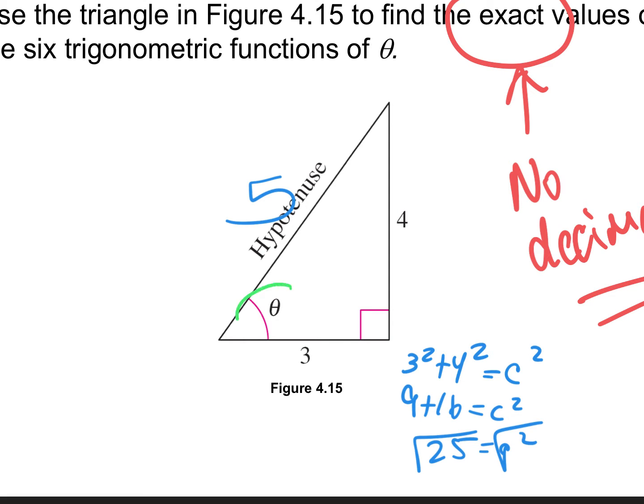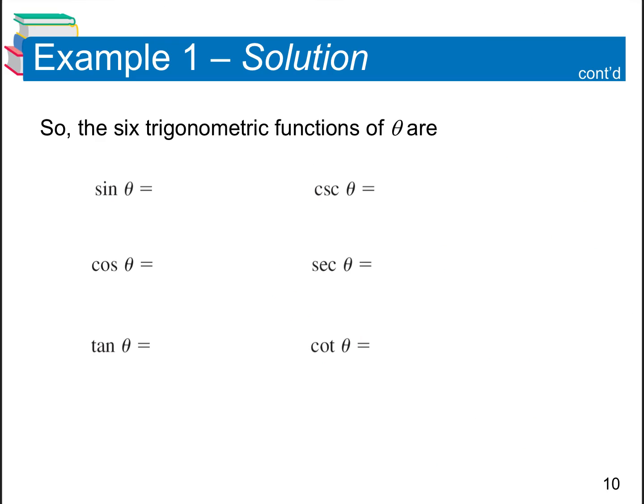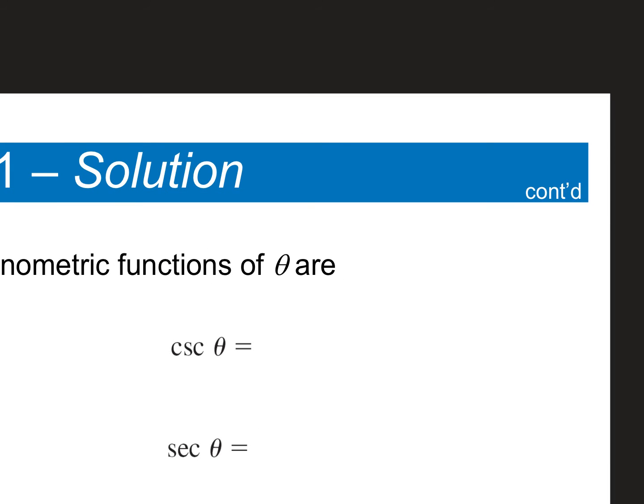This is my theta. So what is 4? Is it the opposite side or the adjacent? Opposite. 4 is opposite. And what is 3? Adjacent, okay? And 5 is our hypotenuse, yes? So when you're finding all of the 6 trig functions, I would do this.